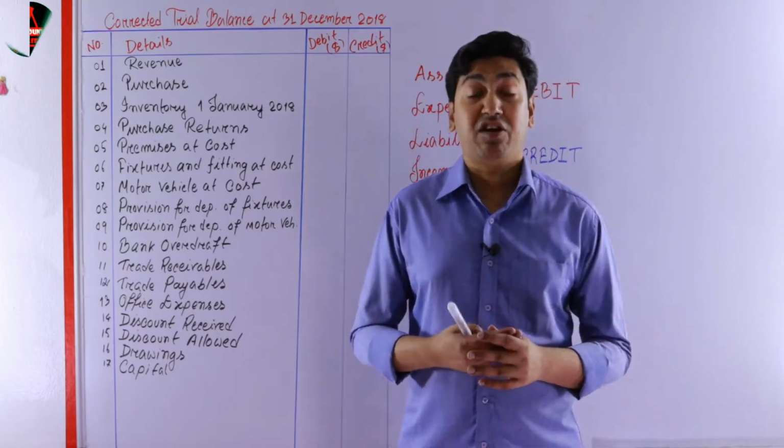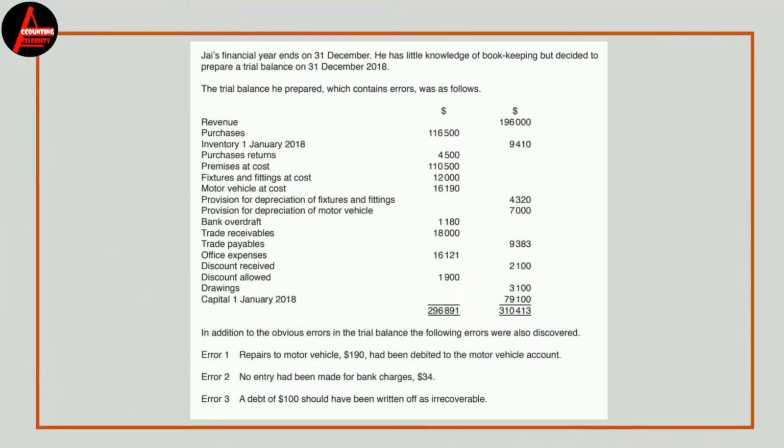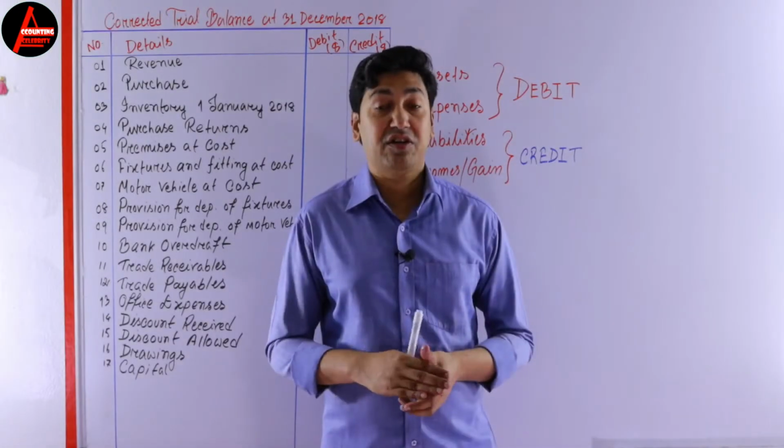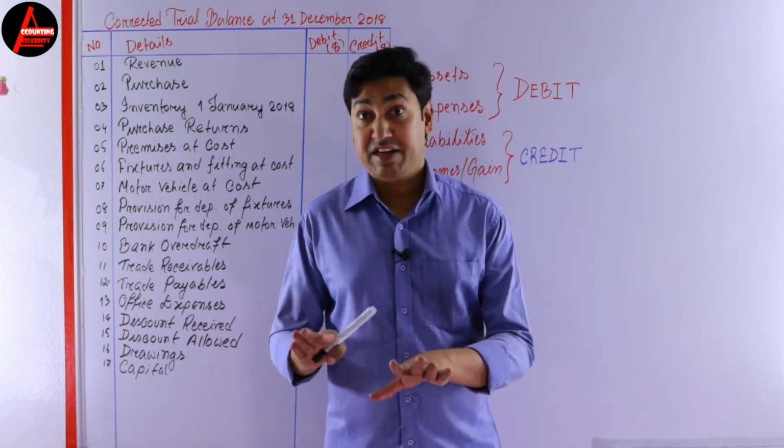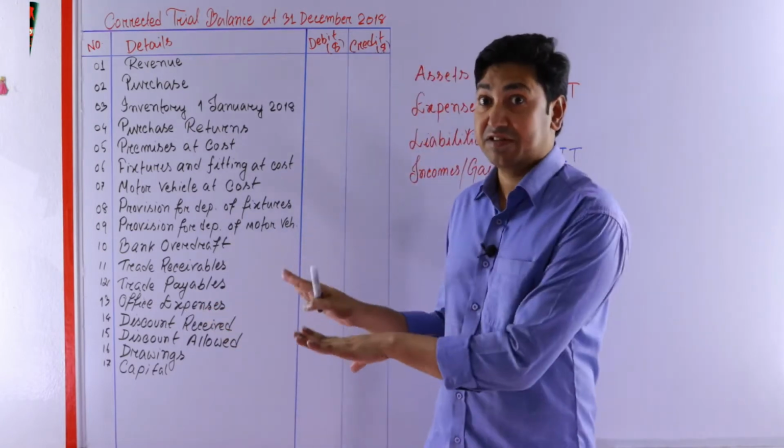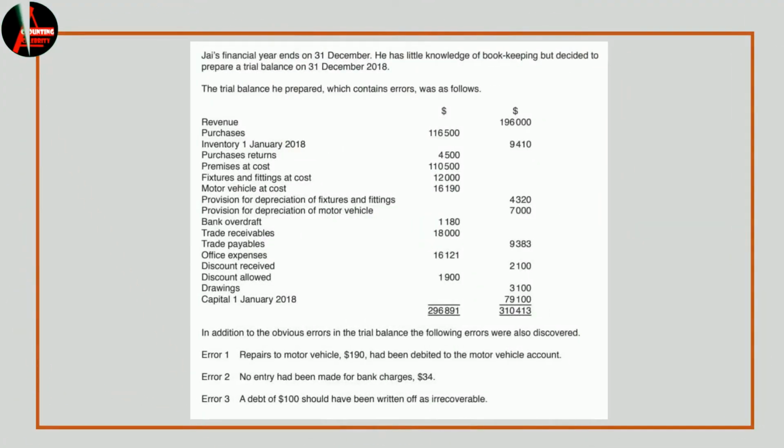Look at the question on the screen. Jai's financial year ends on 31st December. He has little knowledge of bookkeeping, but he decided to prepare a trial balance on 31st December 2018. Very good. So he has little knowledge. That is maybe the reason there is a mistake in the trial balance. The trial balance he prepared contains errors. Already you know there is a mistake, there is a reason it is not balanced.